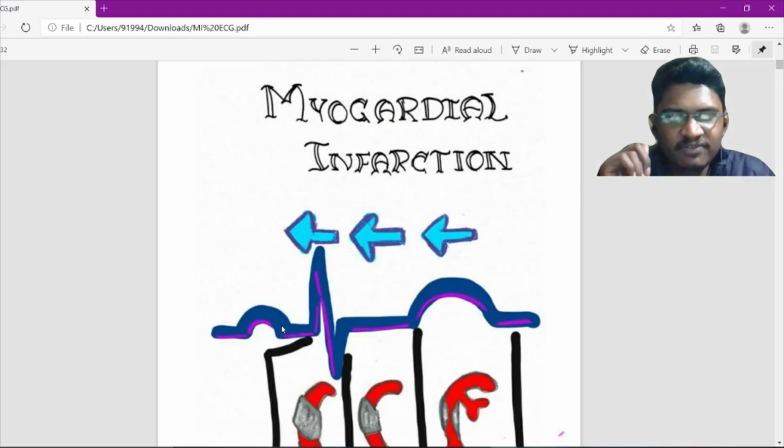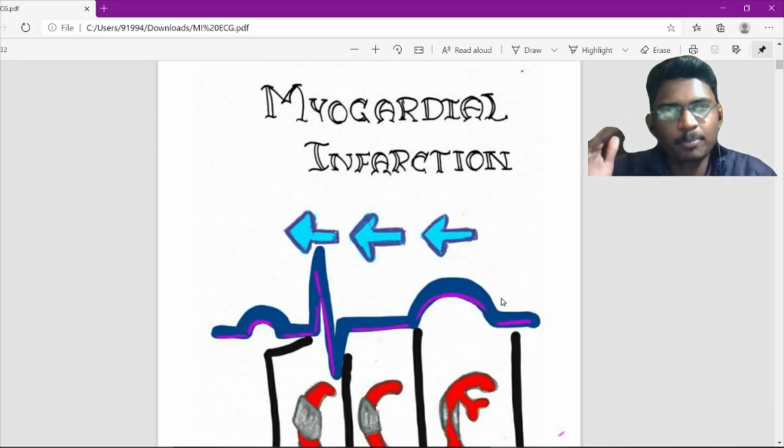This is the P wave representing the atrial depolarization, and this is the PR segment where the current is in the AV node, and this is the QRS complex which represents ventricular depolarization, and this is the ST segment where everything is depolarized and no current is flowing on. Then this represents the T wave, which is the ventricular repolarization, following which the heart beats.